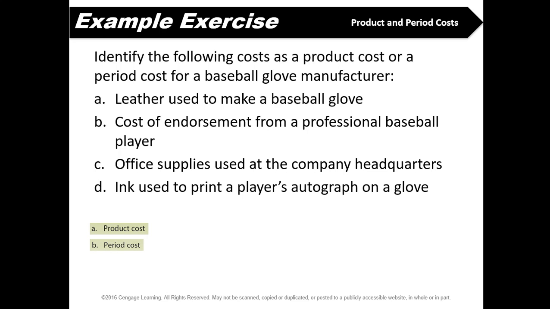Office supplies used at the company headquarters. Again, that has nothing to do with our manufacturing side of things. So that's also going to be a period cost. And then the ink for that autograph. Remember that ink we said was an indirect material. Indirect material is part of overhead, and overhead is part of our product cost.